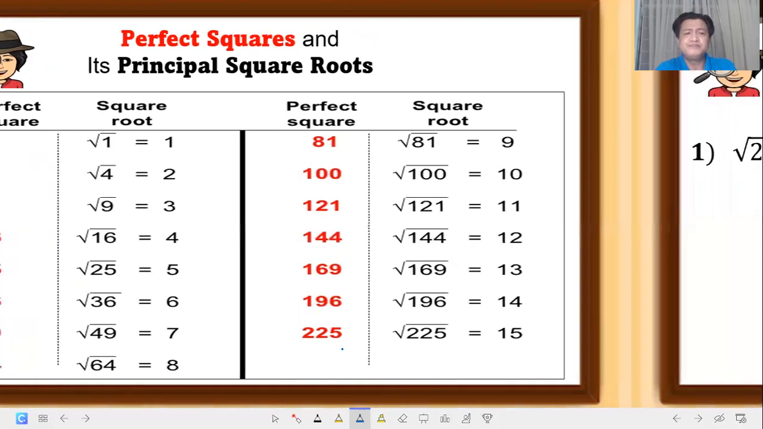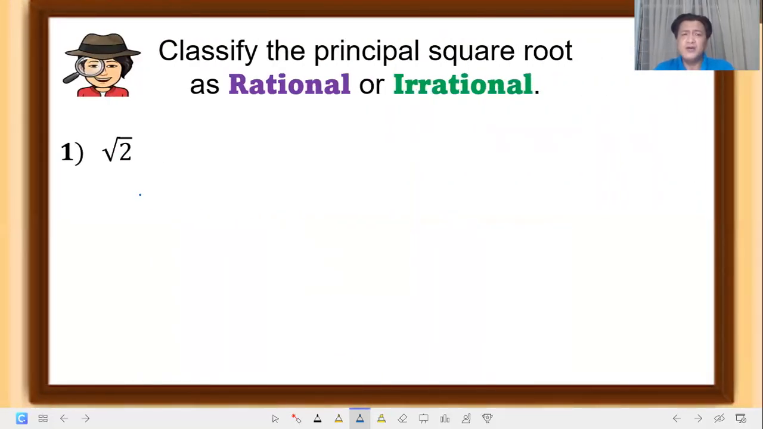So with that, kukunin na natin ngayon, or we are going to classify the principal square root, whether it is a rational or irrational number. Let's say square root of 2. Okay, di ba? Paano natin malalaman kung rational or irrational? Tignan natin, di ba? Ang 2 ba na radicand or yung 2 na nasa loob sa radical symbol, kasama ba siya doon sa nilista natin kanina na perfect square?